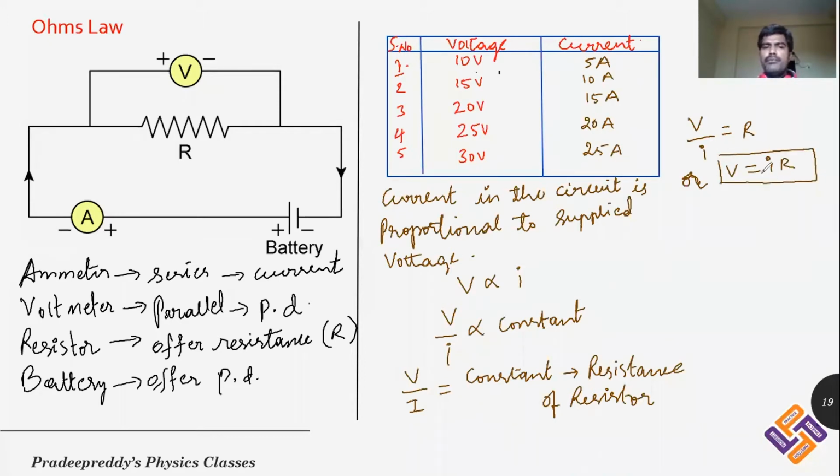This is the experimental proof which you have got. What is this experiment telling you? This experiment is clearly telling that whenever you are supplying voltage, whenever you are providing potential difference to a particular resistor, as you are increasing the voltage, there is an increase in the current. So clearly you can tell that current in the circuit is directly proportional to supplied voltage, and this V equal to IR is known as Ohm's law.